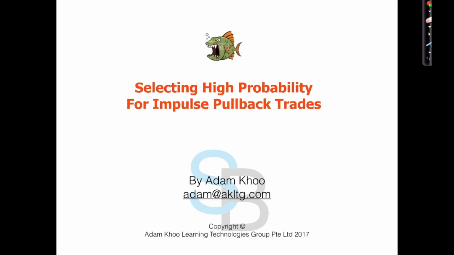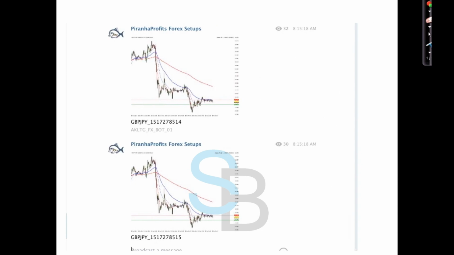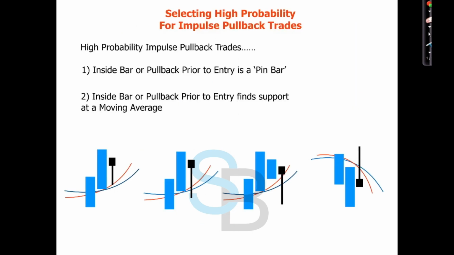Hi, welcome to this lesson on selecting high probability impulse pullback trades. This is Adam Koo and I'm your trading coach. So you've learned about how to trade the impulse pullback setup, and you'll be getting these trade alerts daily on potential impulse pullback trades. Now, out of all the alerts that you get, not all of them could be high probability. So I'm going to show you the ones which I tend to pick, which give me the highest win rate for this trading system.